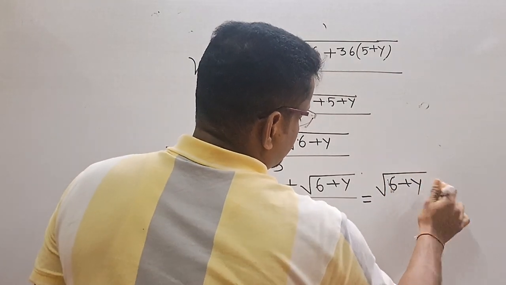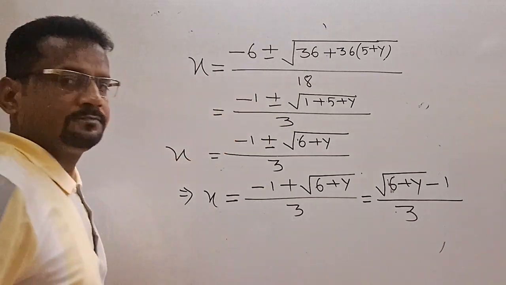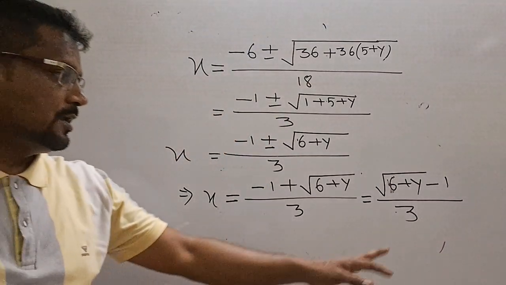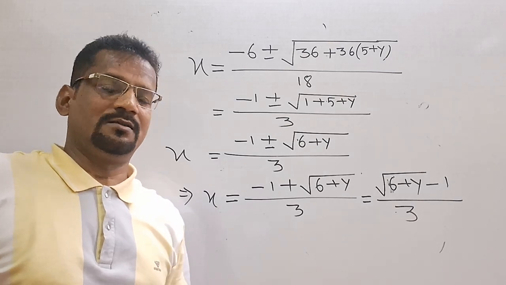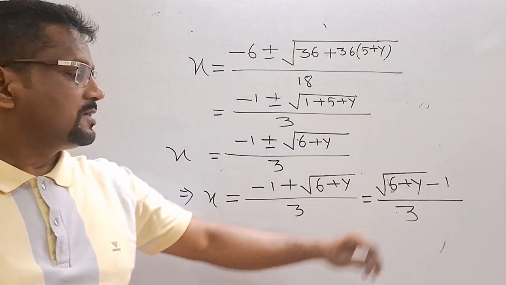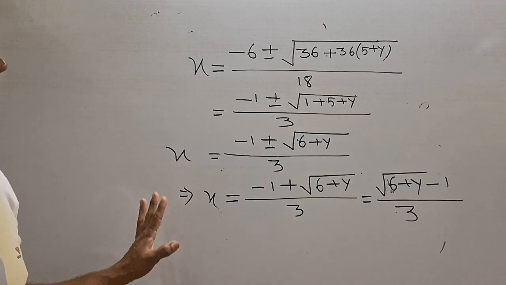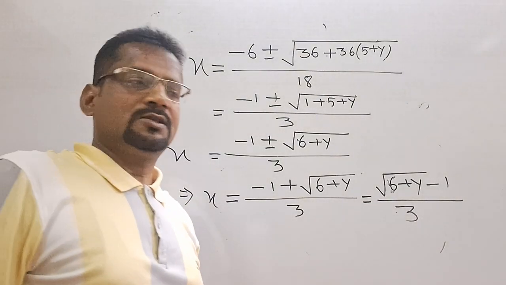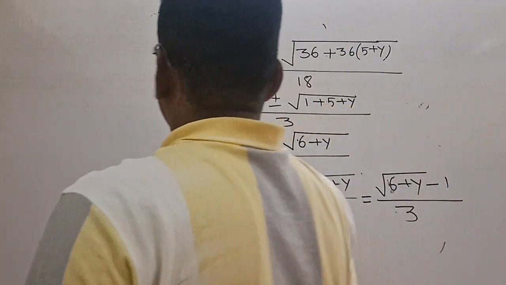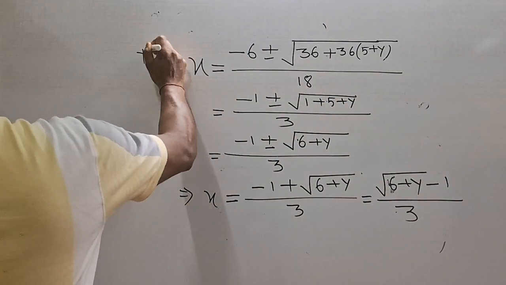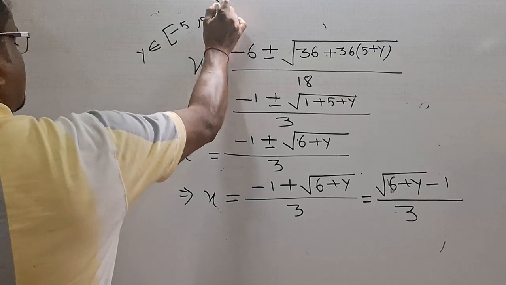Minus 1 divided by 3. Then whether this value is greater than 0 or not, we have to check. For that, let us see the value of y, and y is any element in the codomain. What was the codomain of the function? You check it. The codomain of the function is, we considered y in -5 to infinity.